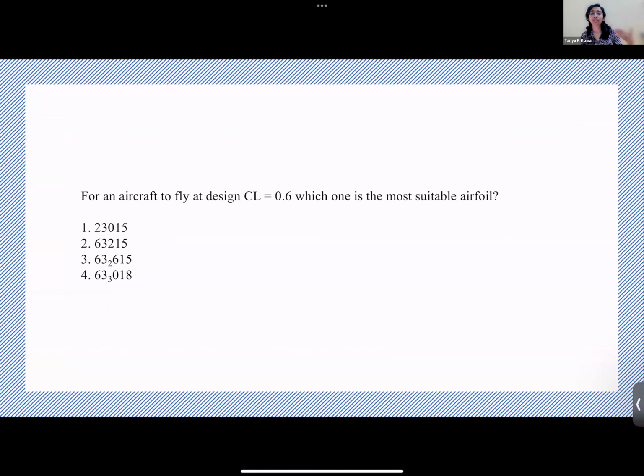For your NACA 5 series and 6 series, just try to recall what were the digits that correspond to design CL and see which of these airfoils gives you the most suitable CL, that is 0.6. C, that is the third option. Okay.